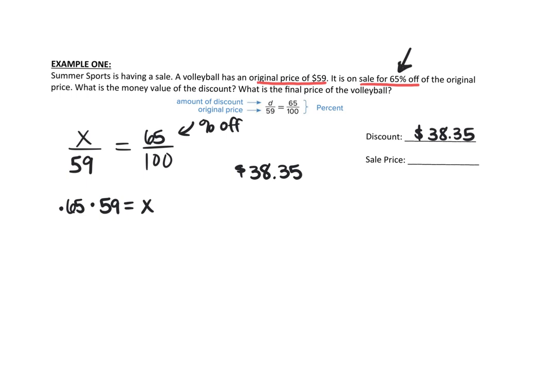To figure out my sale price, I'm going to take my original, 59, and I'm going to subtract the 38.35. That'll give me what I'm going to pay. If I do that, I end up with $20.65. That's the sale price. That's what I'm going to pay for that volleyball.